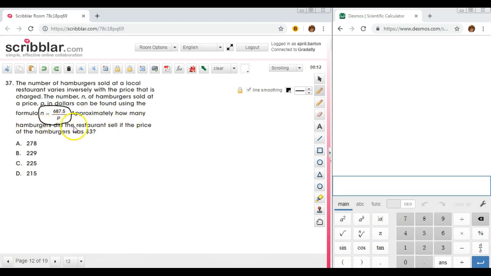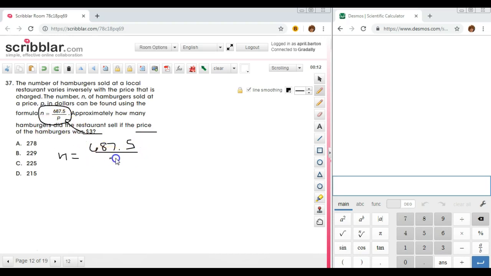Approximately how many hamburgers did the restaurant sell if the price of the hamburgers was $3? So, even though there's a lot to this word problem, it seems more complicated. All they're really asking you to do is give, well, the price is 3, plug it in, and simplify. So try not to let the length of the word problem freak you out. It might be really straightforward.